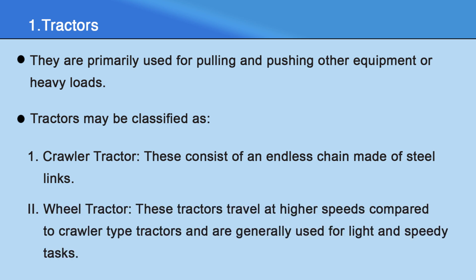Second, being wheel tractors. These tractors travel at higher speeds compared to crawler type tractors and are generally used for light and speedy tasks. They are well suited for jobs requiring travel over longer distances compared to crawler tractors. Wheel type tractors are less expensive, require less maintenance and repair, and are easier to operate.